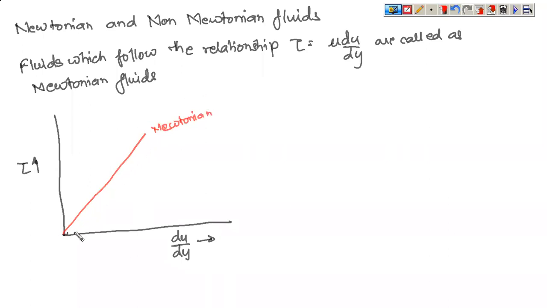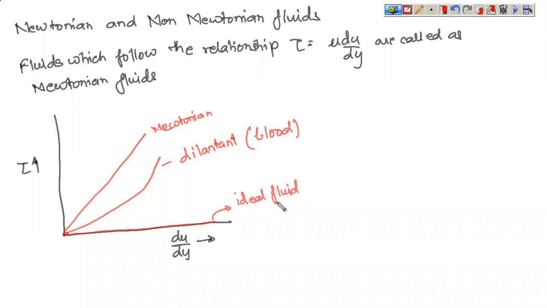Okay. There are some fluids which follow this path. These are called as dilatant. The most common example is blood. Blood is a non-Newtonian fluid. Okay. There are fluids which follow this path. Okay. This is called as an ideal fluid.